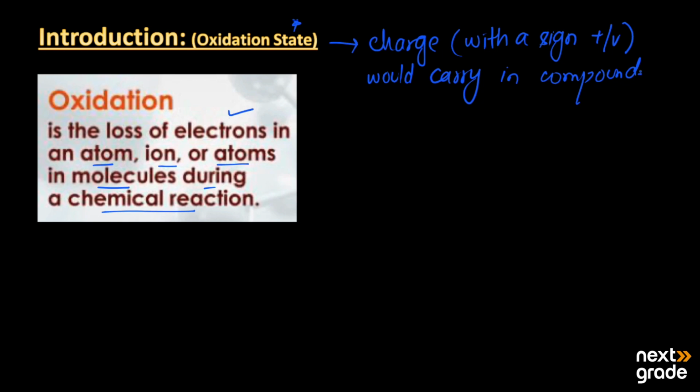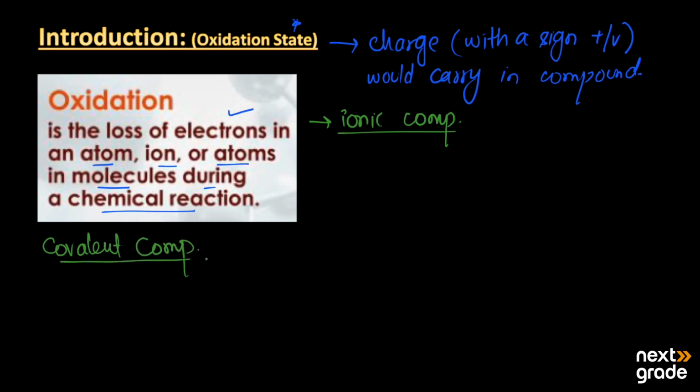Now, the oxidation state of different compounds can be written, and we have two types of compounds. We have ionic compounds and the second type is covalent compounds. How can we recognize their oxidation state? Simple, ionic compounds have an oxidation state that is the charge on their ions.